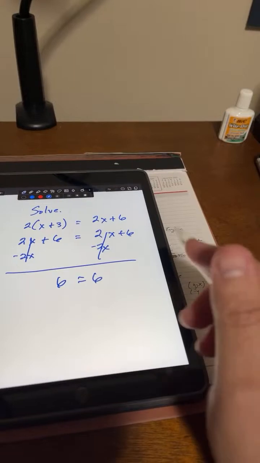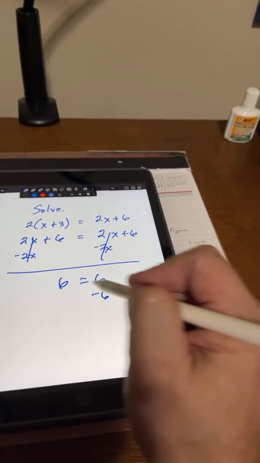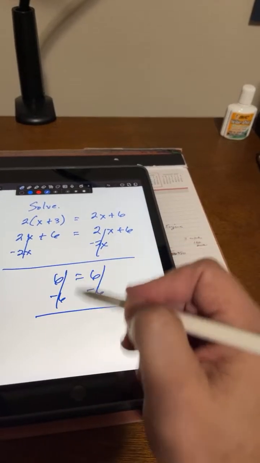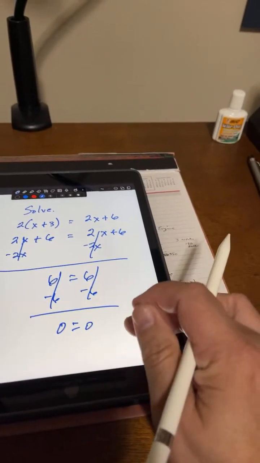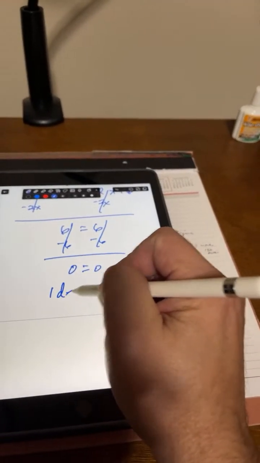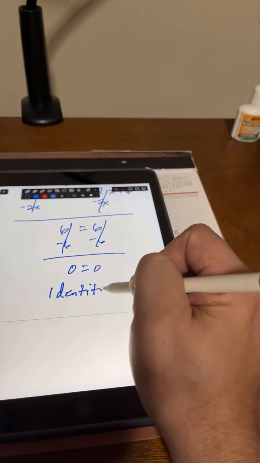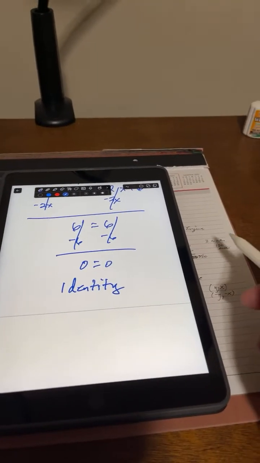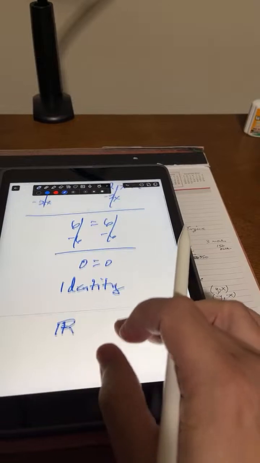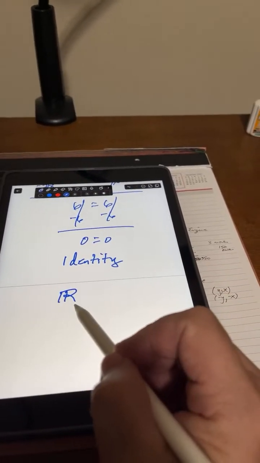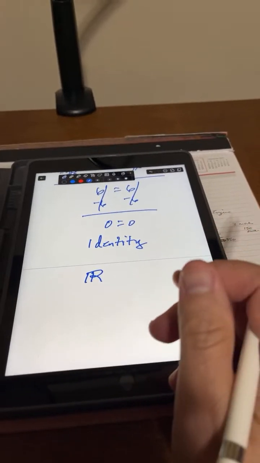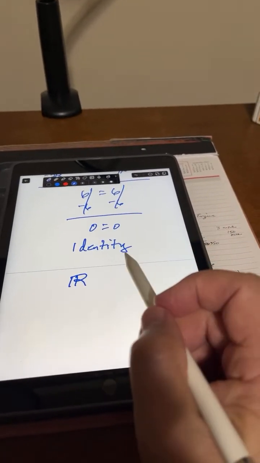But let's say you still didn't realize that. Maybe you would subtract 6 from both sides. These are going to cancel. You have 0 equals 0. Well, at this point, you really have no choice but to know that this is an identity, and it means that all real numbers are solutions. That's what this symbol means. So an R that has a double back on it means that all real numbers are solutions.